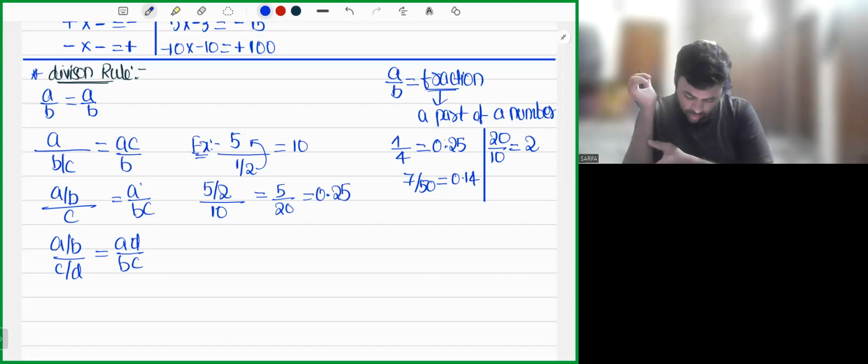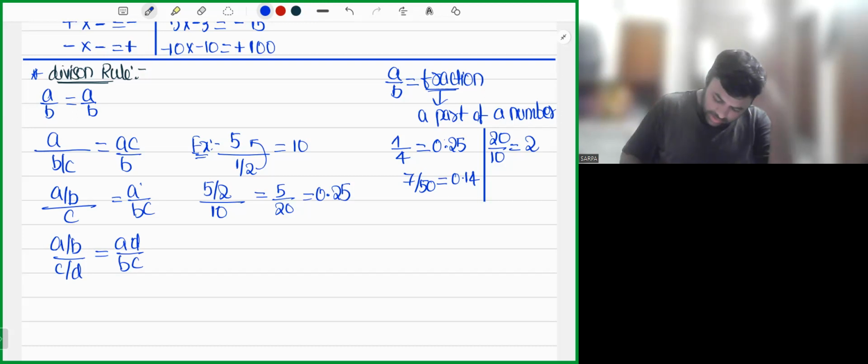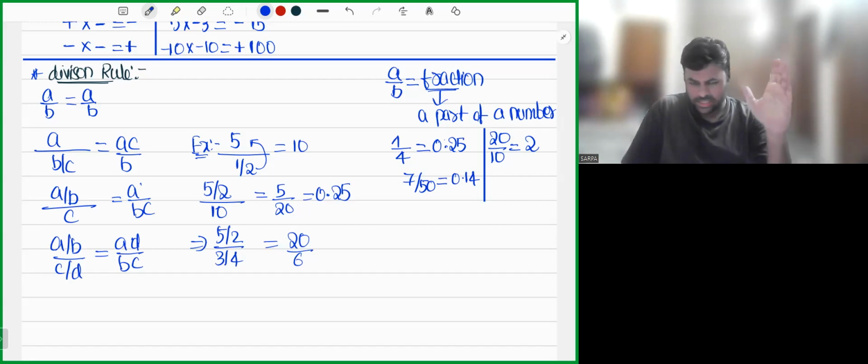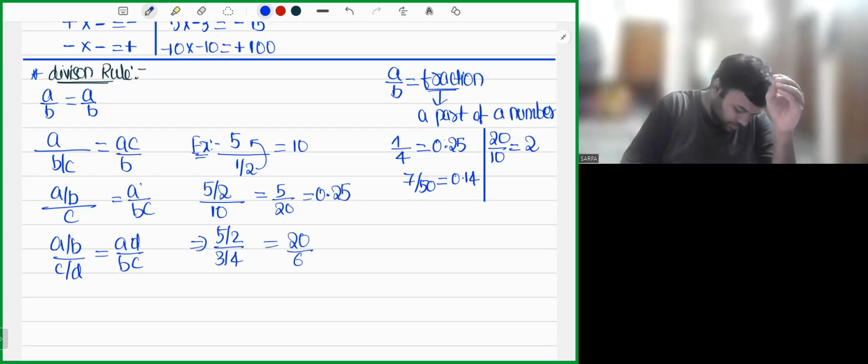So A by B whole divided by C by D can be written as AD divided by BC. Like for example, I have 5 by 2 divided by 3 by 4. So we write 5 into 4 as 20, 3 into 2 as 6. I hope the division rule is clear, my dear friends. It's quite simple. There's nothing special in this division rule. And I hope fraction is also clear.